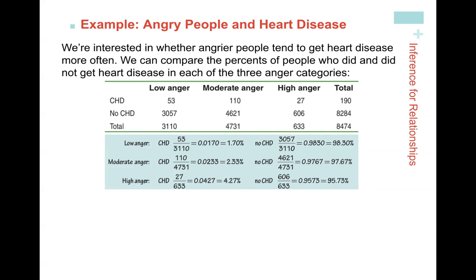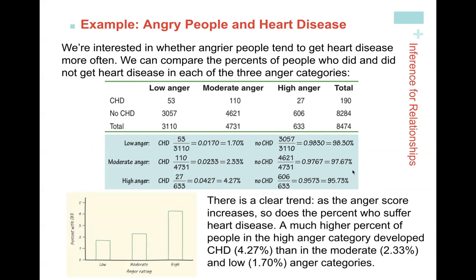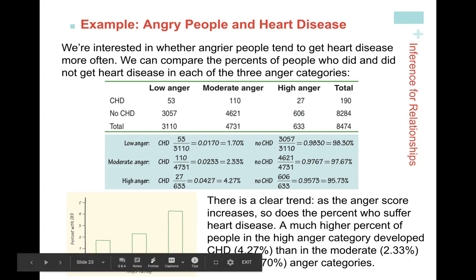three anger categories. So go ahead and figure out 53 over 3110, and 3057 over 3110, then 110 over 47. So we're figuring out the conditional distributions. You can go ahead and graph them. Hey, there's a clear trend. As the anger score increases, so does the percent of people that suffer heart disease. A much higher percent of people in the high anger category developed CHD than in the moderate and low categories, right?